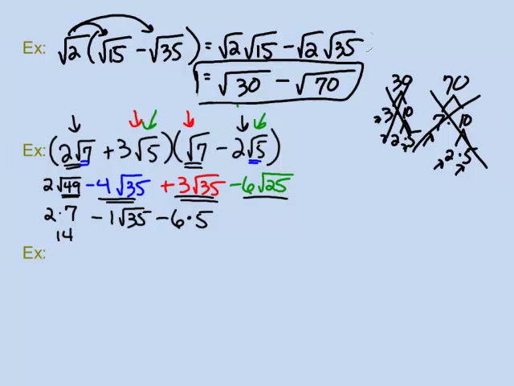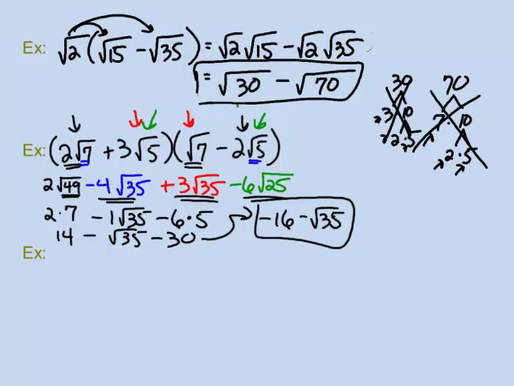Simplify. We've got 14 minus square root of 35 minus 30. And if we look at our constants there, 14 minus 30 does give us a negative 16. The minus square root of 35 is an unlike term, so we cannot combine that since it's subtraction, and that is our final answer.